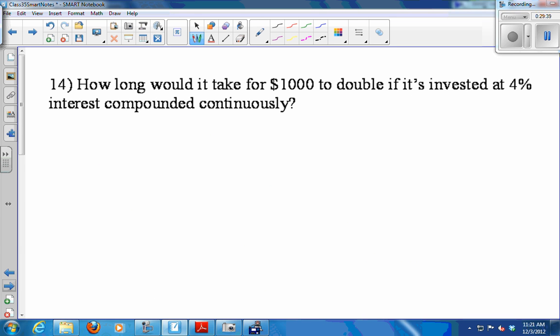Okay, so now here's a more interesting question. Same principal, same interest rate. How long till the investment doubles? Do a little trial and error. Think about it. See if you can figure out how long it will take to get $2,000. Just down to years, yeah.